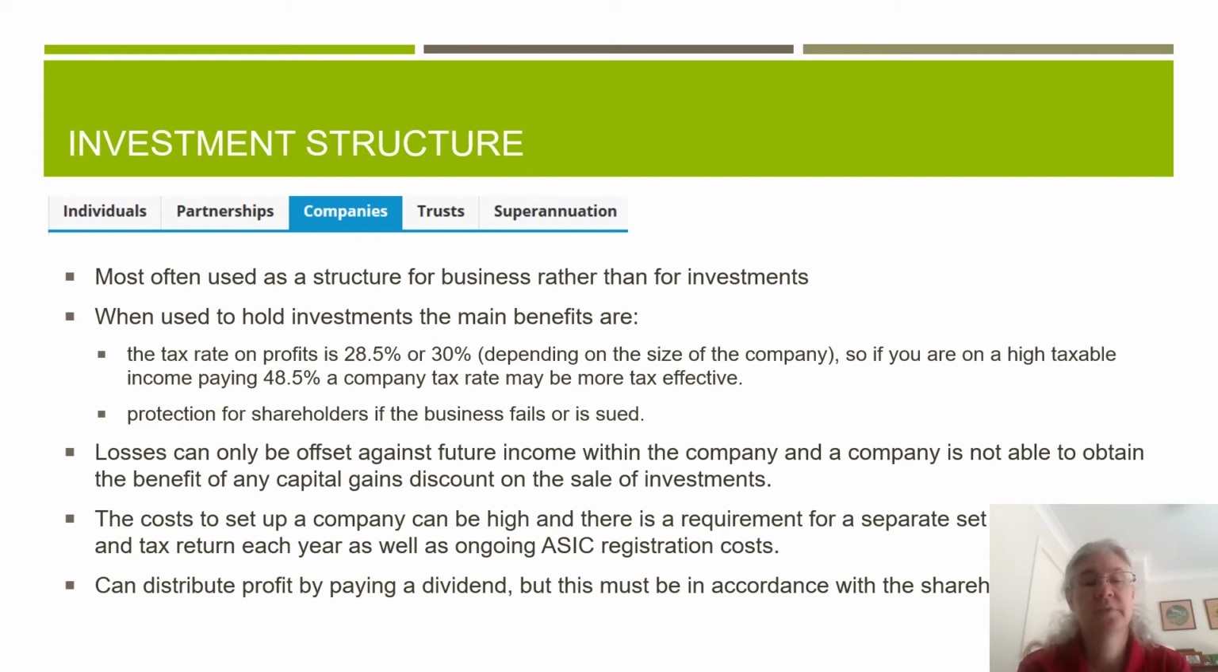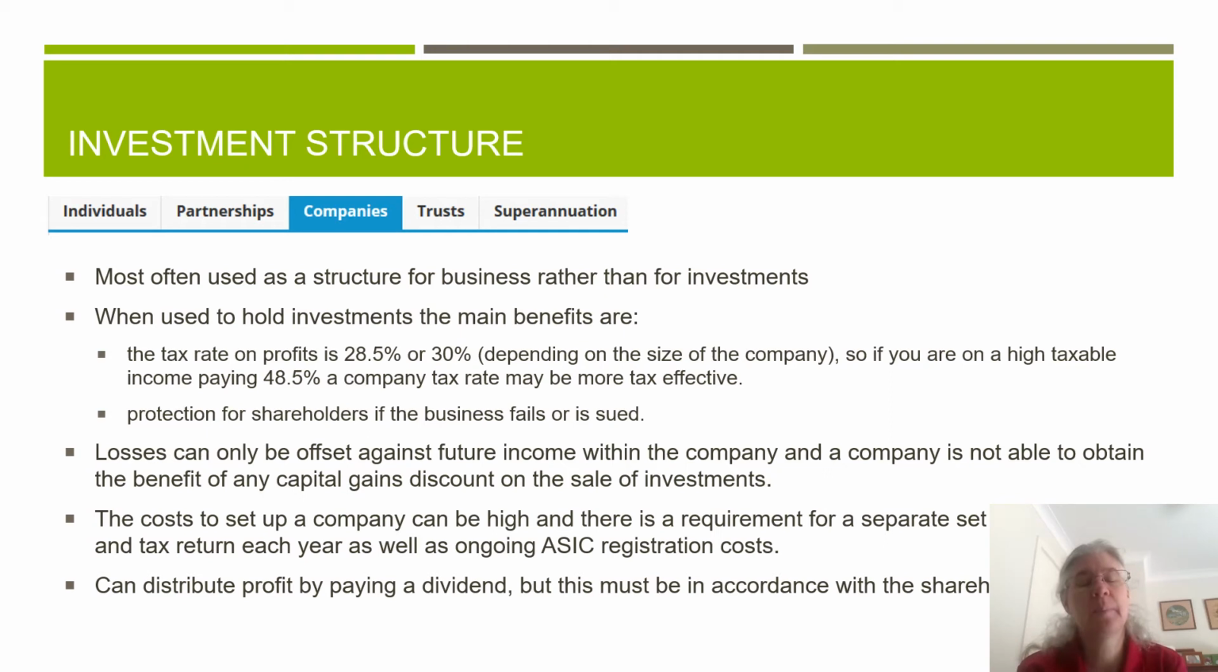Losses can only be offset, though, against future income within the company, and a company is not able to obtain the benefit of any capital gains discount on the sale of investments. So remember, as an individual, if we, say, for example, own shares and we own them for more than 12 months, then after that period, we would get a 50% discount on capital gains tax.